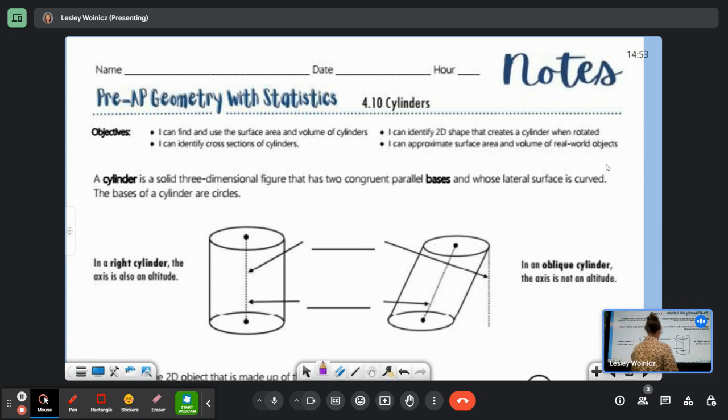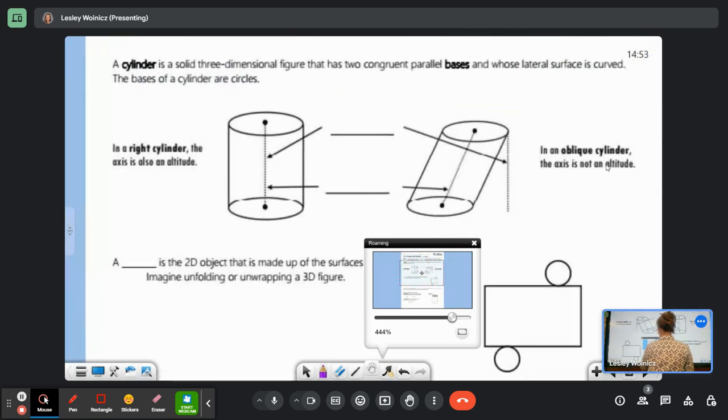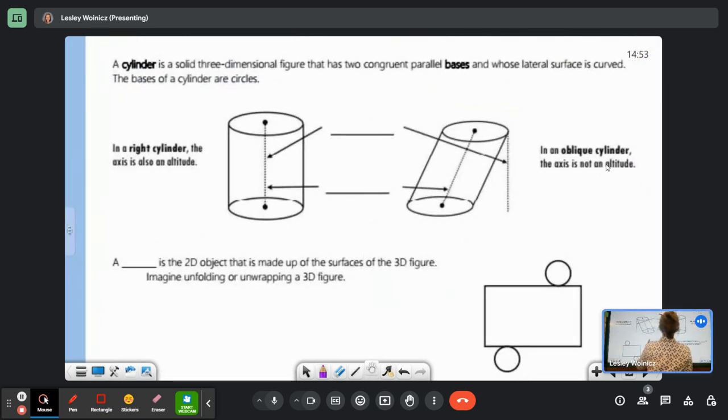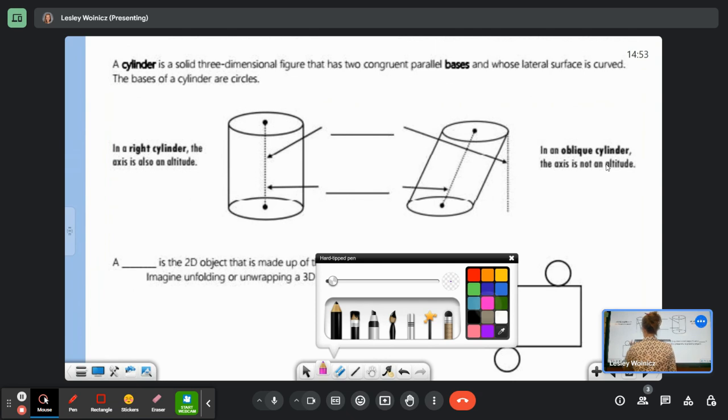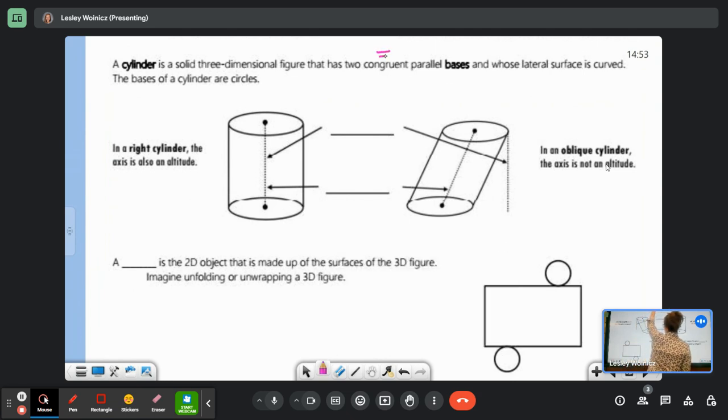Okay, so a cylinder is a three-dimensional figure that has two congruent parallel bases. So the bases have to be congruent and parallel. Okay, we talked about yesterday how we can't have one base like this and another base like this, because those would not be congruent or parallel.